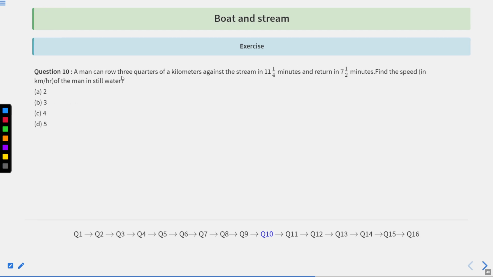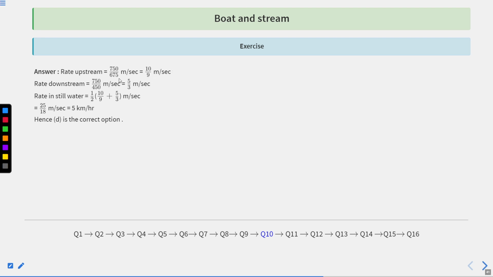Now, a man can row 3/4 of a kilometer against stream in 11 and 1/4 minutes and return in 7 and 1/2 minutes. So find the speed in kilometer per hour of the man in still water.